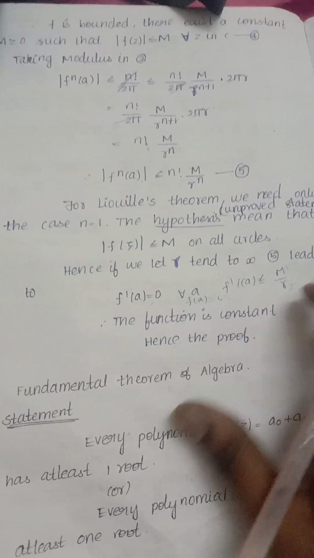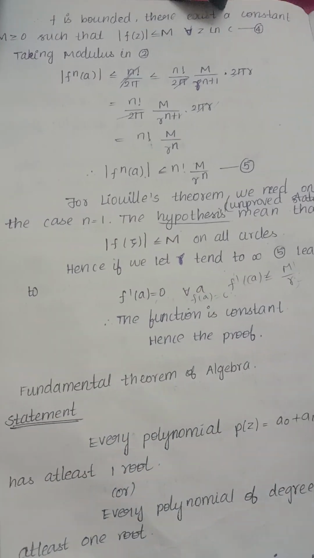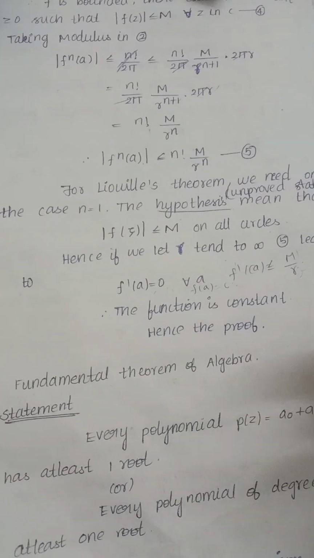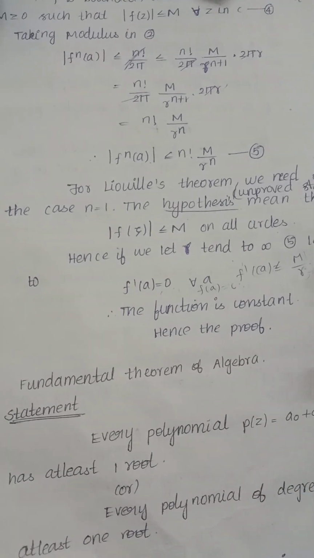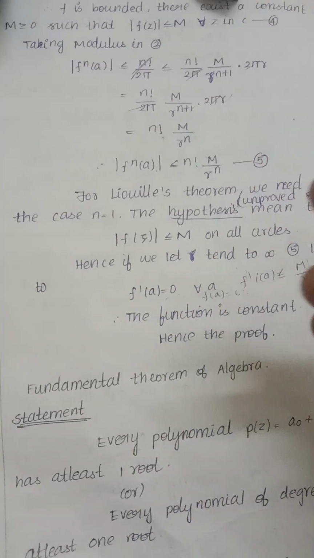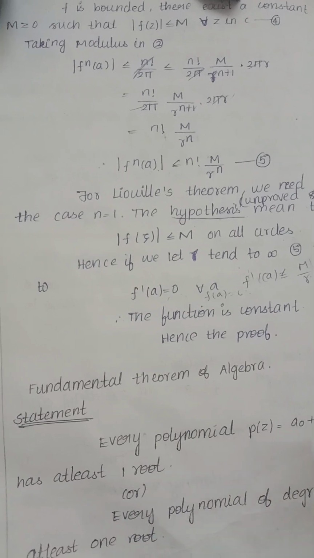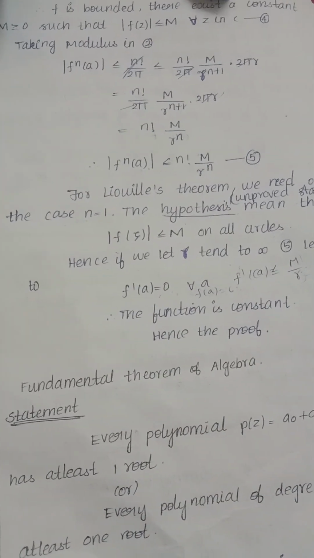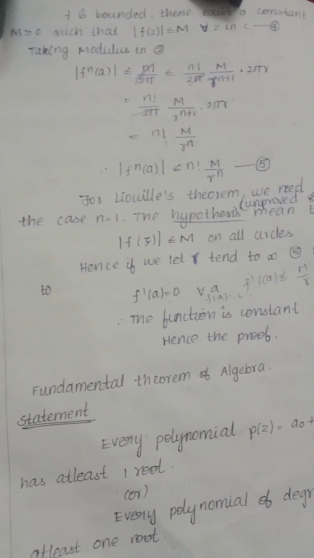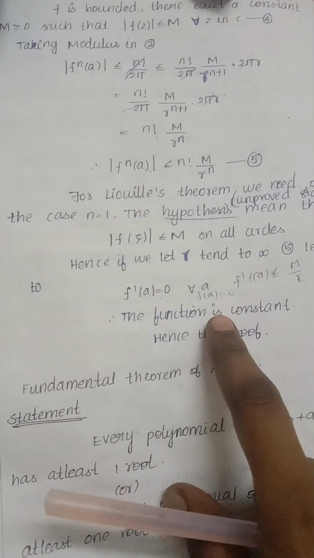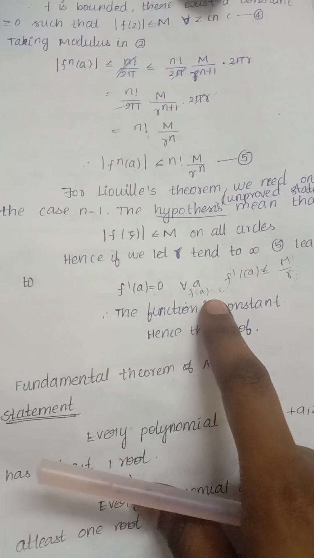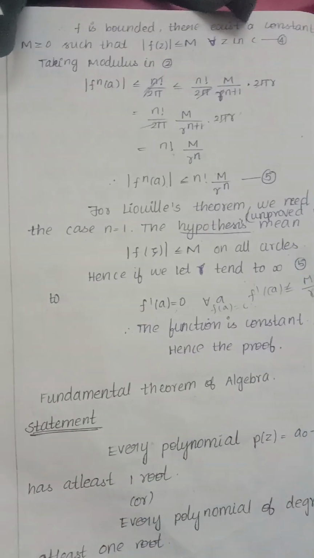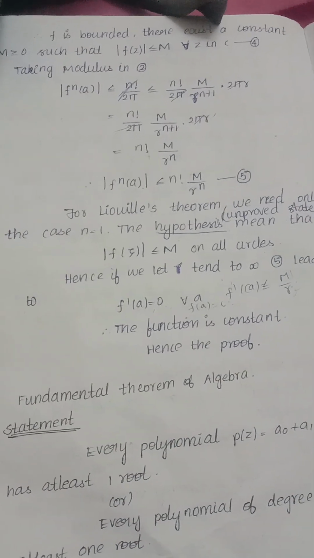So in Liouville's theorem, we have to prove that a function which is analytic and bounded must be reduced to a constant. We considered f of zeta as analytic and bounded, replaced zeta by z, and proved that the function must be reduced to a constant. So this is Liouville's theorem. Hope you all understand, and thank you.